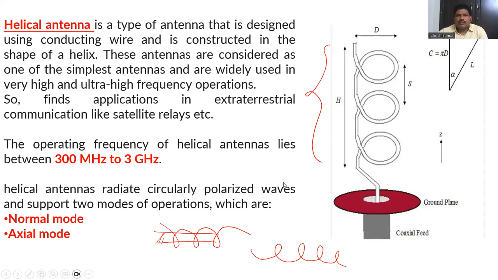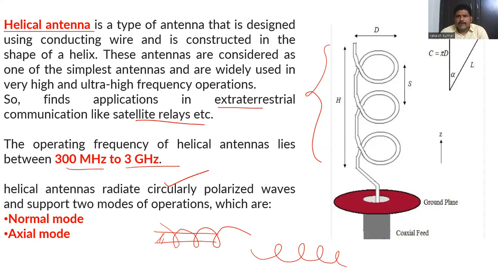So the helical antenna is a type of antenna designed using conducting wire, and it is constructed in the shape of a helix. These antennas are considered simple antennas and are widely used for very high and ultra high frequency operation. They are used for extraterrestrial communications and satellite relays. The operating range is from 300 megahertz to 3 gigahertz. As I told you, the main application of the helical antenna is that it can produce a circular polarized wave.